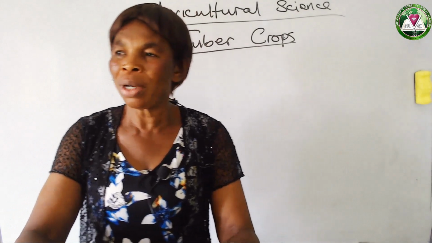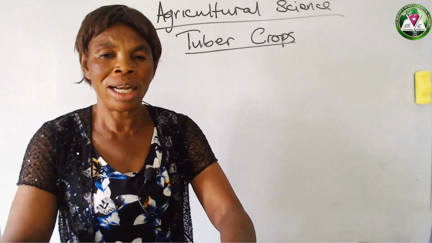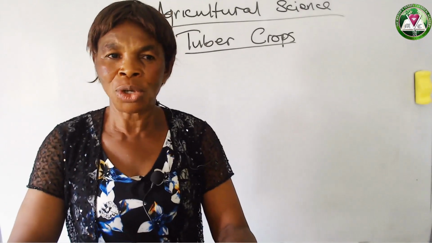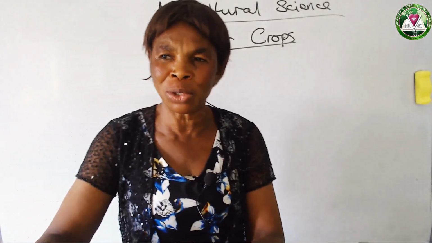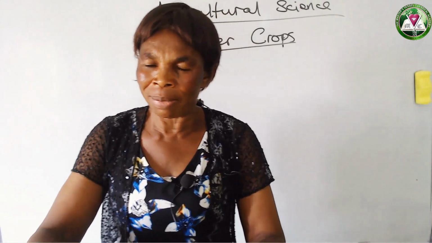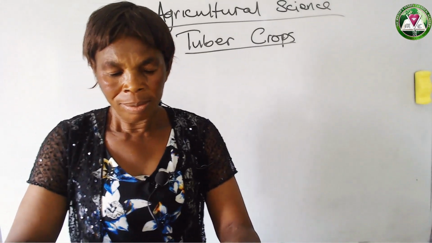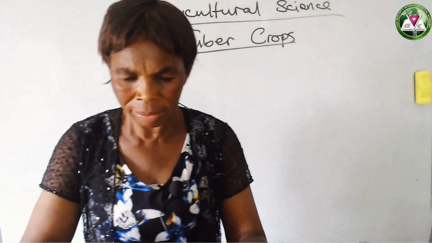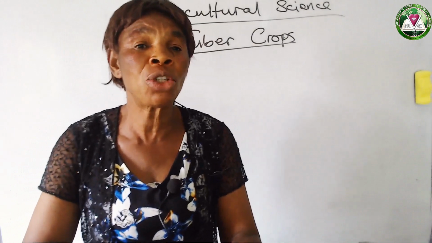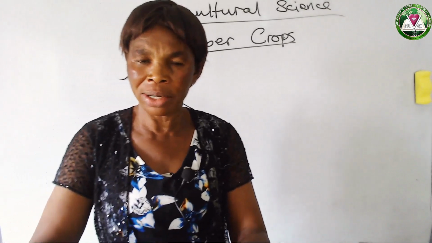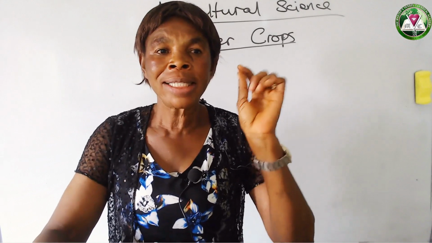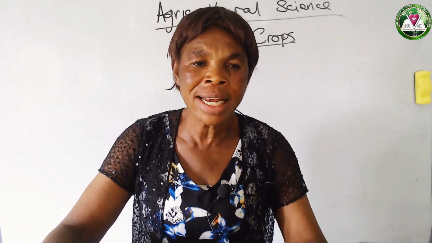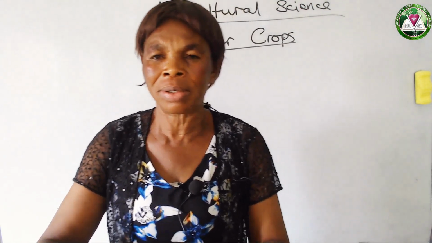I know some of you have seen some of the crops that your parents bring home when they go to the farm. You can be able to mention some of them. So, these tuber crops are the major source of carbohydrates. The stem and the root store the carbohydrates needed for man and animal.